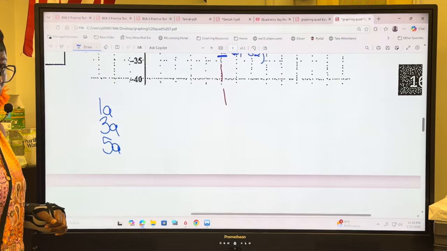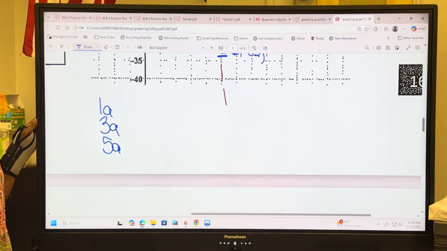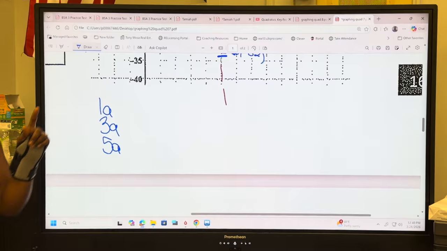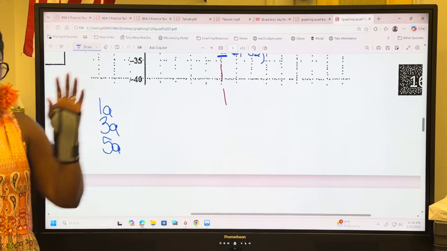Are y'all with me? What do you notice about these 3 numbers? They're odd, right? 1, 3, 5. What will be next? What will be next? 7A. Then what? 9A. And then what? 11A. It just keeps going, right? This is, you can always, always, always use this shortcut instead of making a table. Are y'all following?